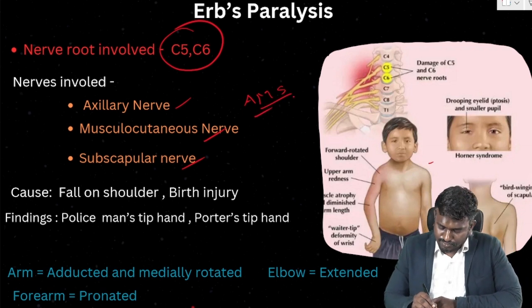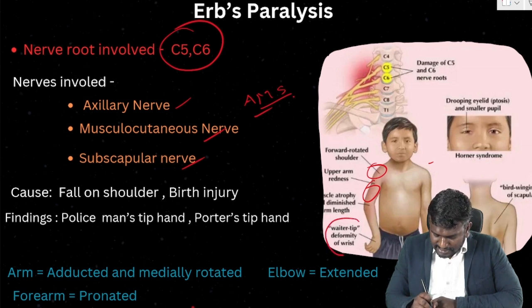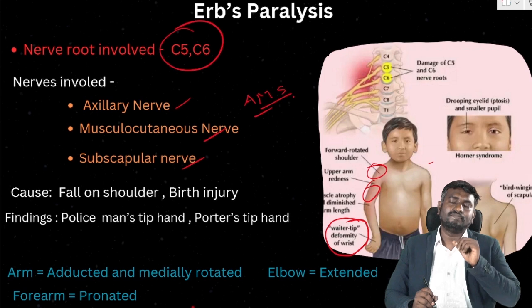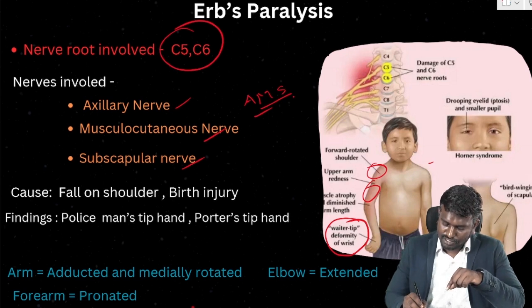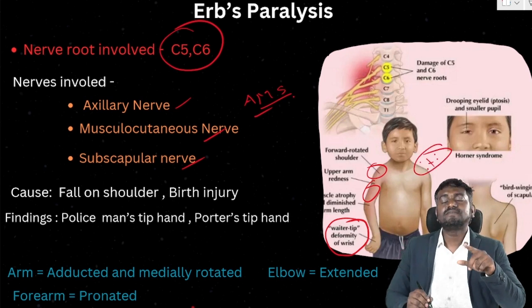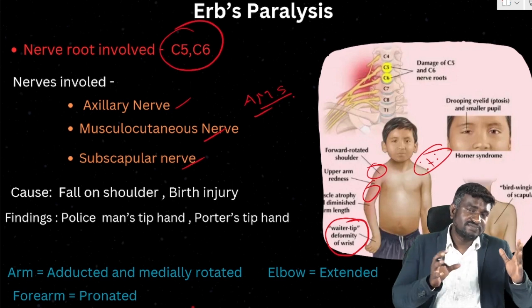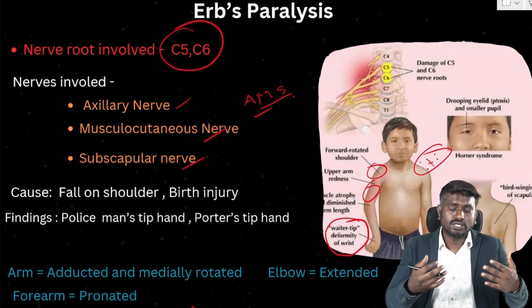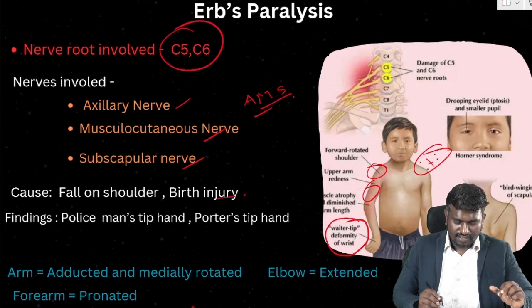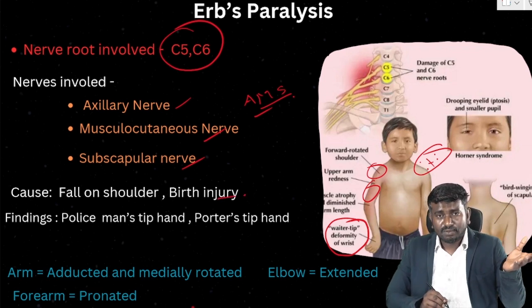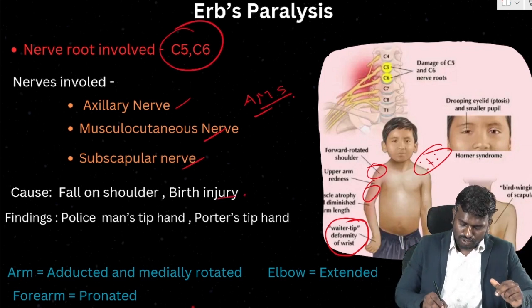You can see a forward rotated shoulder, redness in the upper arm, and also you can see the waiter's tip or the policeman's tip. If you happen to see these images, this is going to be the image of what? Erb's paralysis. Now it could be, as we discussed earlier, a fall on the shoulder, or it could be a birth injury. Findings are going to be policeman's tip, waiter's tip, or also porter's tip.